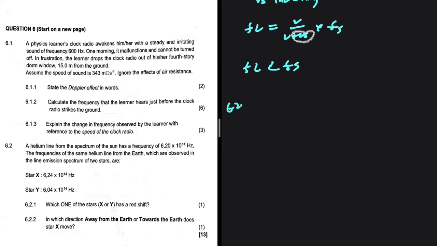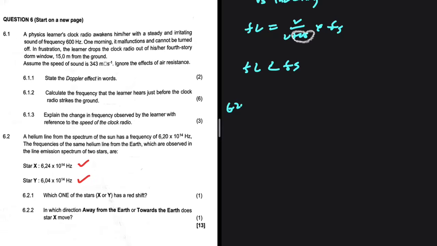6.2. A helium line from the spectrum of the sun has a frequency of 6.2 times 10 to the power 14 Hz. The frequencies of the same helium line from the Earth, which is observed in the line emission spectrum of two stars, are: for star X, we have 6.24 times 10 to the 14 Hz, and for star Y, we have 6.04 times 10 to the power 14 Hz. Yeah, this is an interesting one because instead of having the wavelength, we are given the frequencies of distant stars. Usually it is wavelength, so it is quite an interesting question.